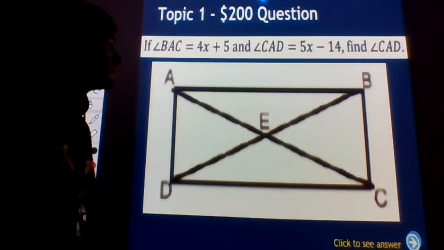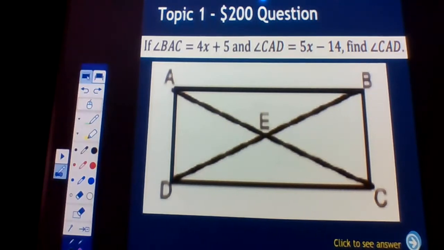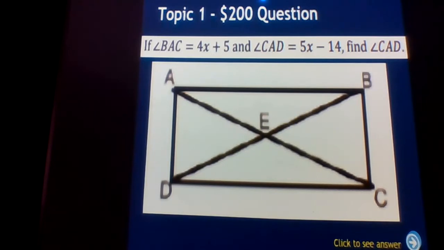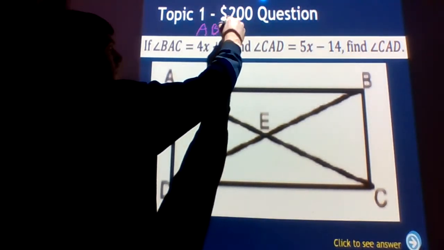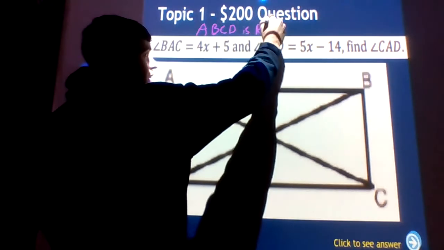Here, it should tell us that it's a rectangle. I think we probably got to fix that. But A, B, C, D is a rectangle. The problem should tell us that.